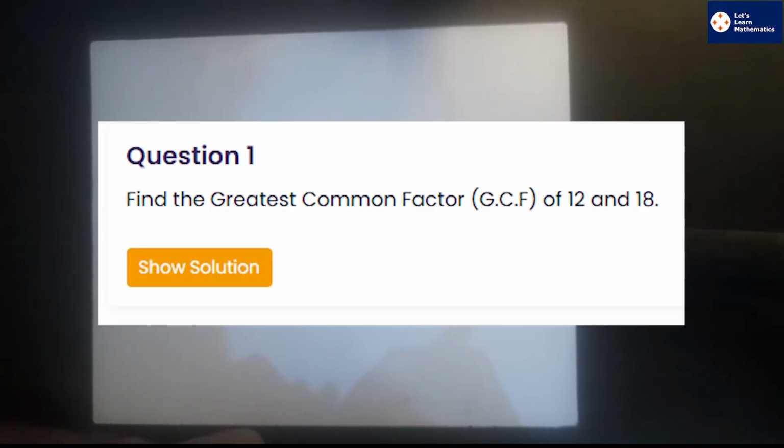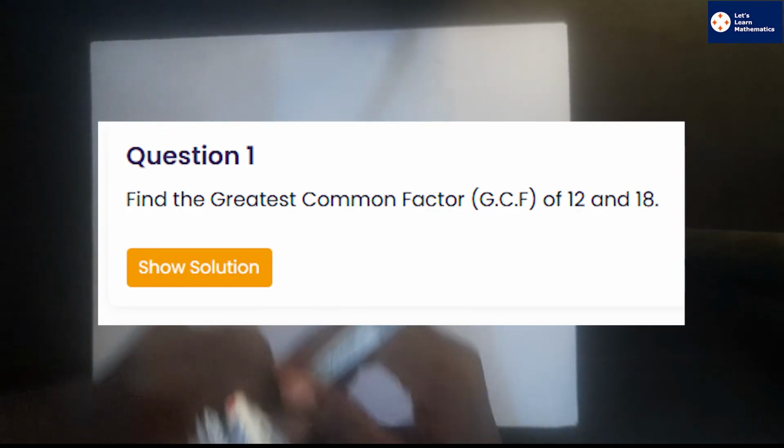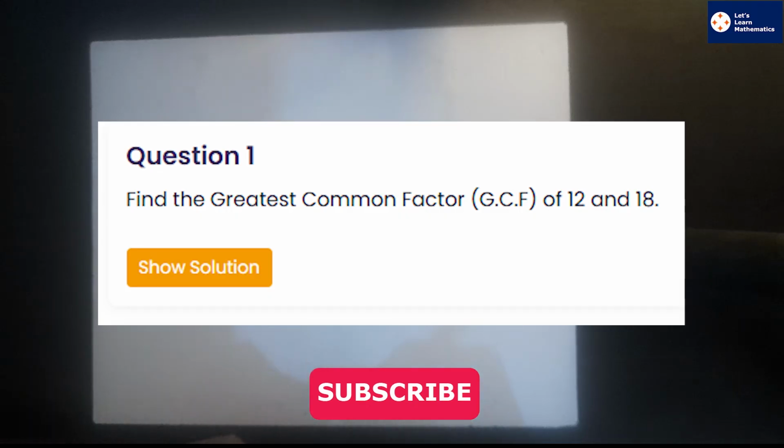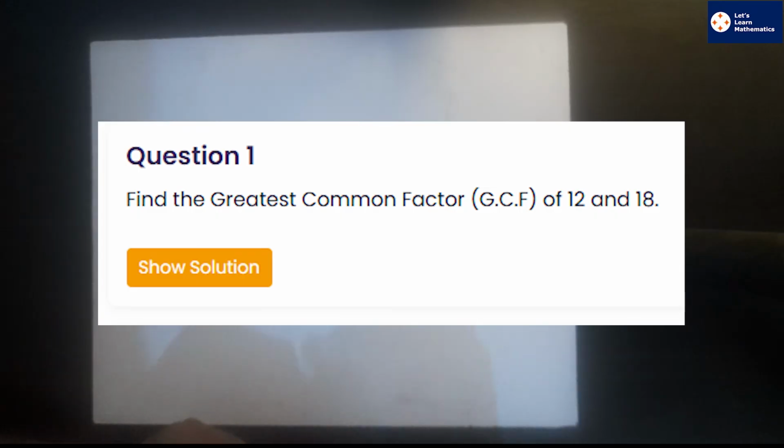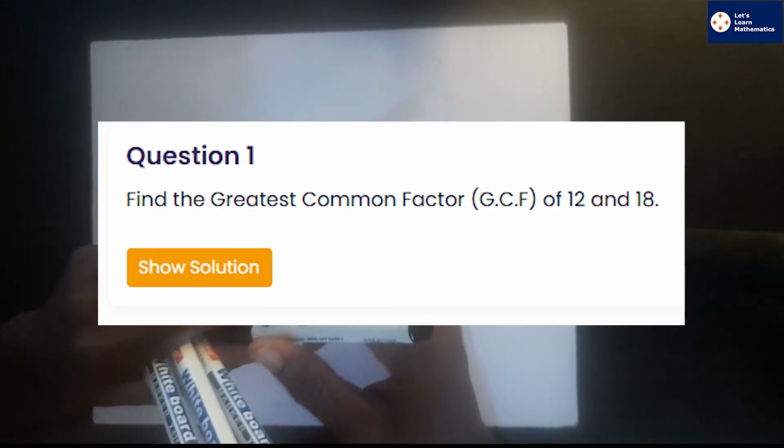Alright, so this question says find the greatest common factor of 12 and 18. We have to find the greatest common factor of 12 and 18. So we first start off by listing the factors of 12 and then the factors of 18. There are two ways that you can do this, and we are going to look at all those ways. The first one is by listing the factors themselves.